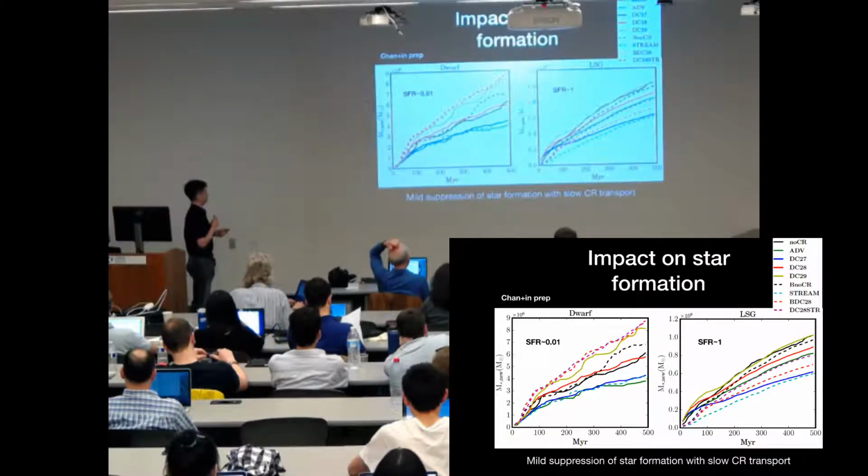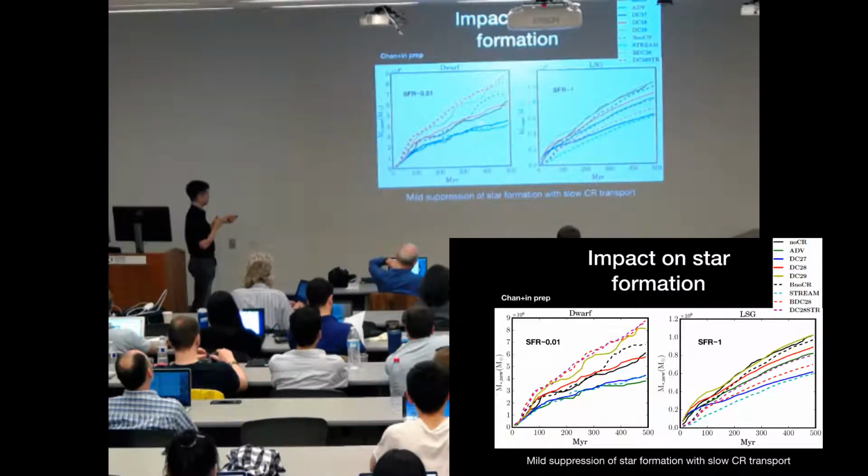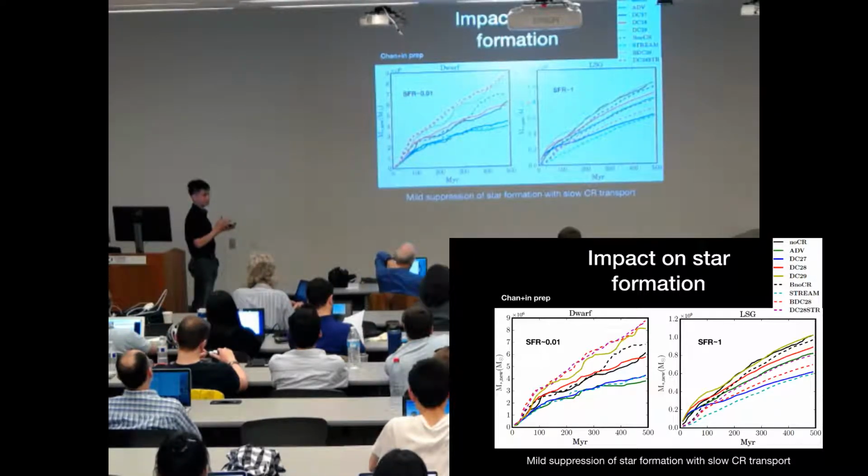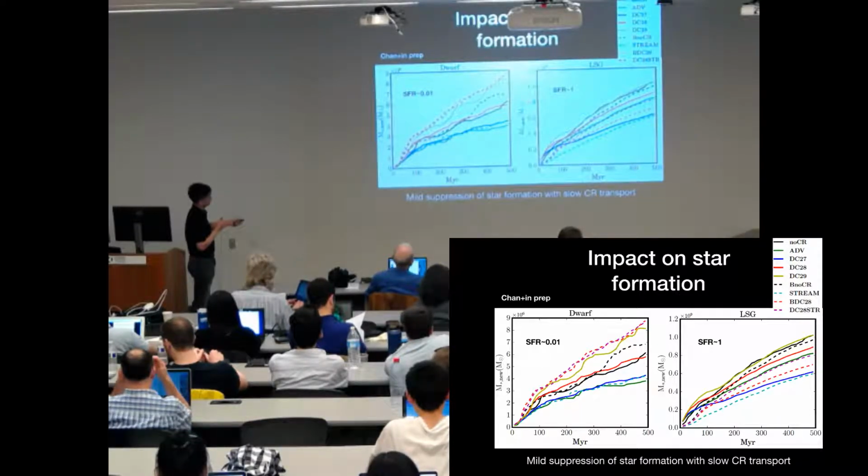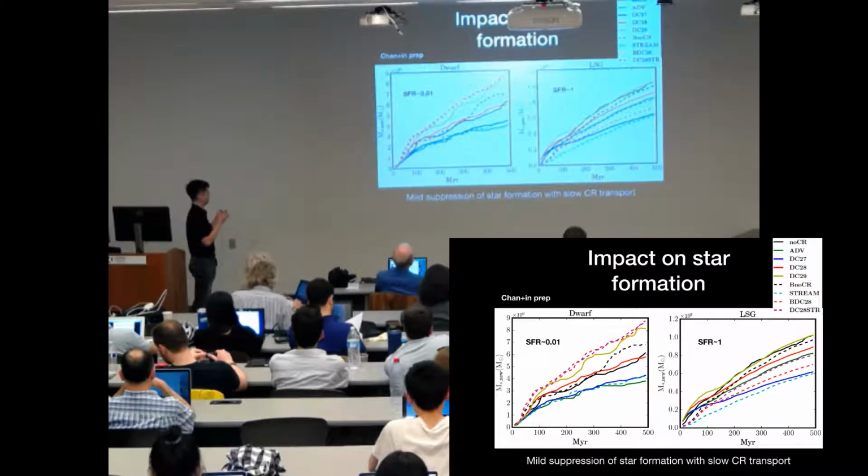Then, what is the impact of the cosmic ray on star formation? Basically, it suppresses the star formation rate if the cosmic ray propagation is very slow. With advection and a diffusion coefficient of 3 times 10 to the 27, we see a suppression of star formation rates by tens of percent in the dwarf galaxy and in the Milky Way mass galaxy. But with faster diffusion, the cosmic ray can escape the galaxy very quickly, so that it does not make a big impact on the Milky Way disk.